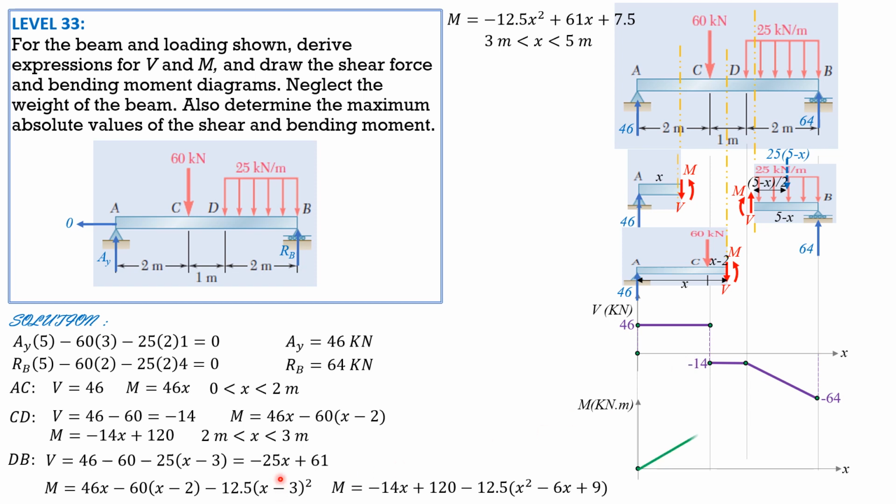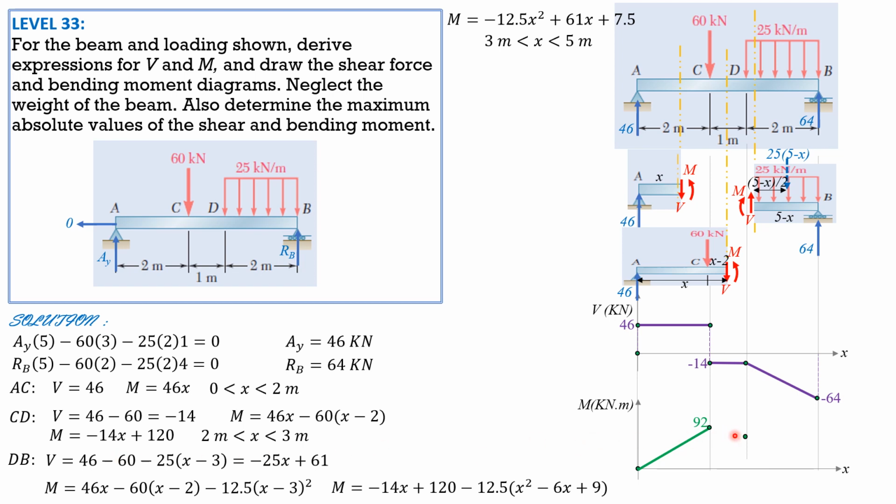Then for the moment, when x is 0, 46 times 0 is 0. When x is 2, 46 times 2 is 92. For CD, this is the formula for moment, which is a straight line with negative slope. When x is 2, negative 14 times 2 is negative 28, plus 120, so it's still 92 for portion CD.